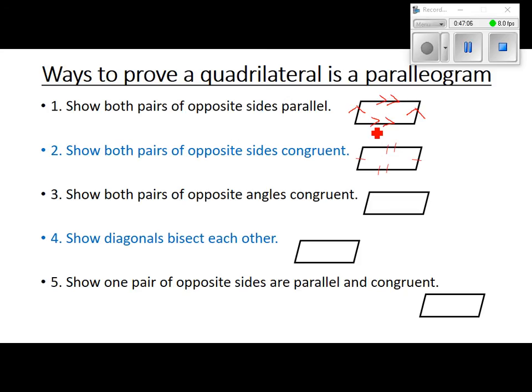This one I've already got marked. If both pairs of opposite sides are congruent, so that side's congruent to that side, and that side's congruent to that side, then we can say, yes, this is a parallelogram.